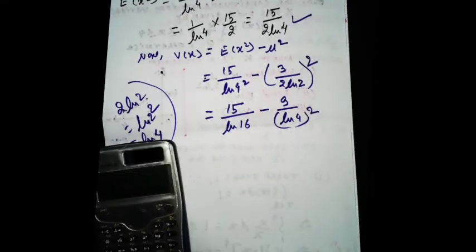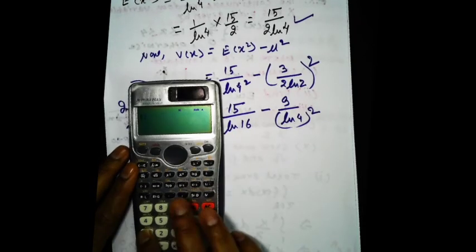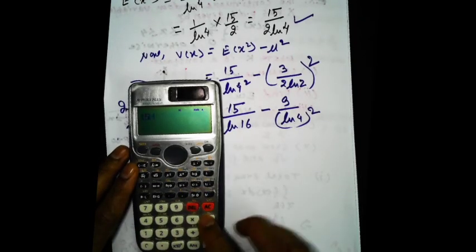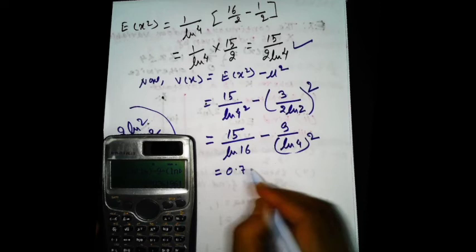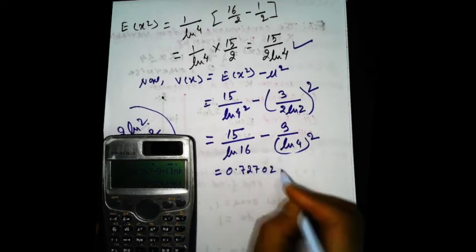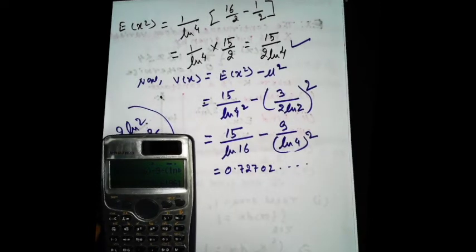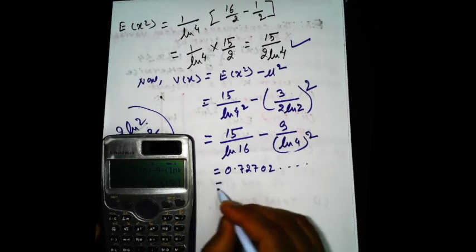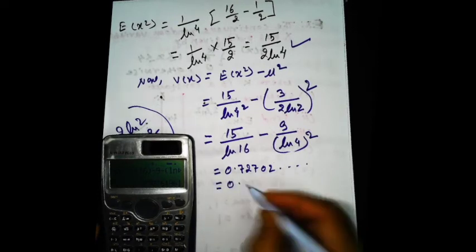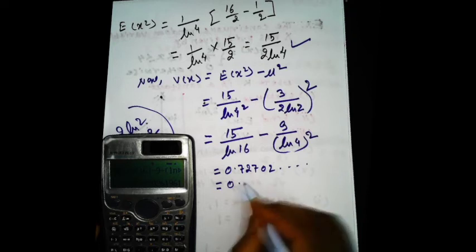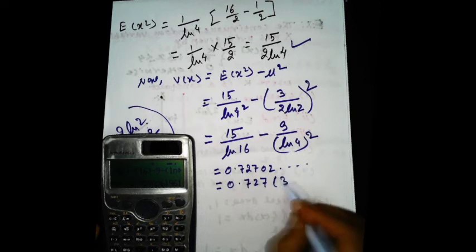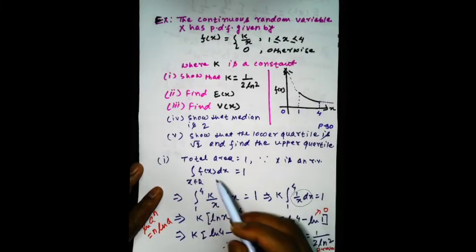So it is 15 divided by 0.72702 and something like this. After there are a few more decimal place values, and if you would like to round it off to three significant figures, then this is 0.727 up to 3 SF, and this is the answer. Okay, so we have now done up to the variance.